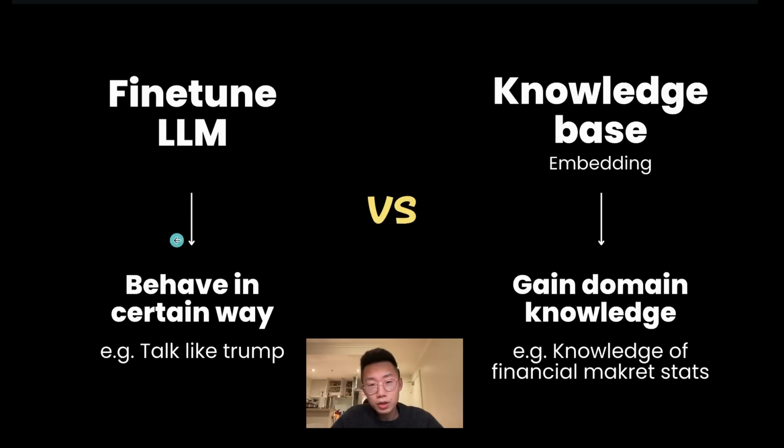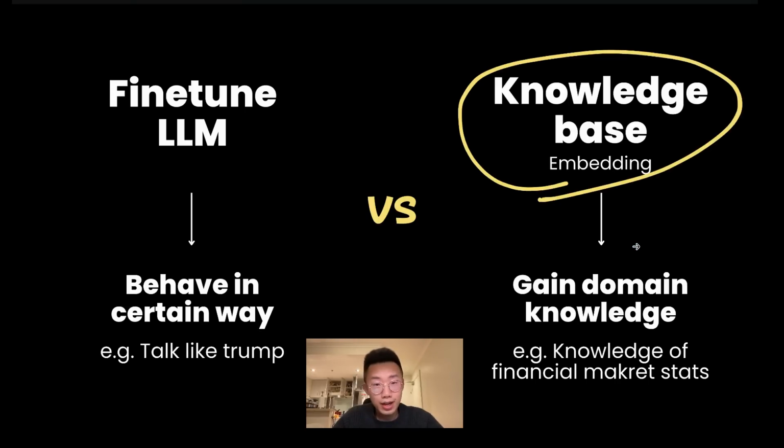Fine-tuning a large language model is useful when you want the model to behave in a certain way. For example, if you want to digitize someone to make it talk like Donald Trump, then that's where you will use fine-tuning. But it is not great at retrieving very specific data and knowledge. And that's where knowledge-based embedding comes in. It's particularly useful when you want a large language model to have specific domain knowledge, like your company's SOP or some private data you're holding. So today, I want to talk about how you can use knowledge-based embedding.